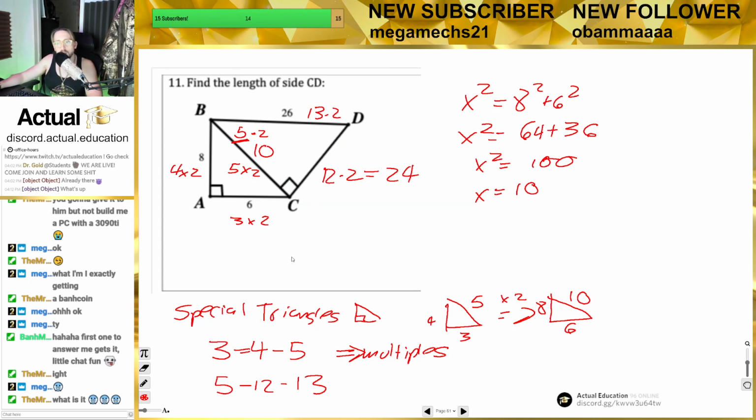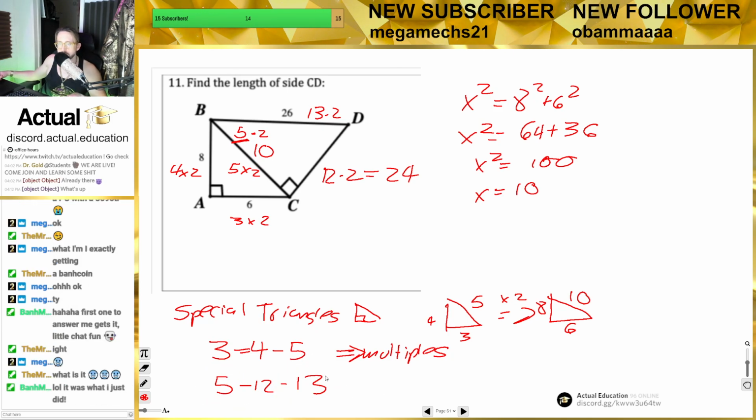You are right, Nolan, that usually this one will not be used as much, because these sides start getting ridiculously big if you start multiplying by stuff, right? Like, the next one would be 15, 36, 39. That's a big triangle. But the 3, 4, 5 gets used all the time.